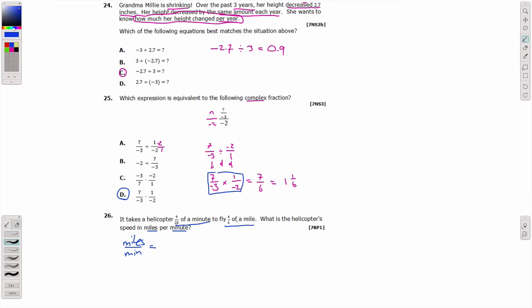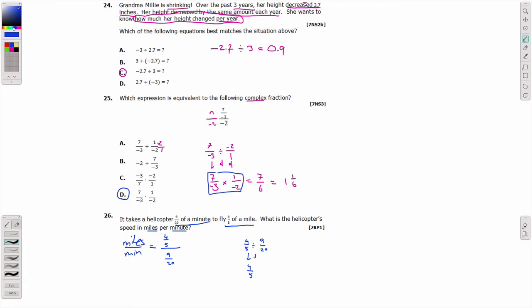So I'm looking for miles, that's 4/5ths, over 9/20. Okay? Looks complicated, looks messy, but I know exactly what to do. 4/5ths divided by 9/20. Set it up. 4/5ths divided by 9/20.